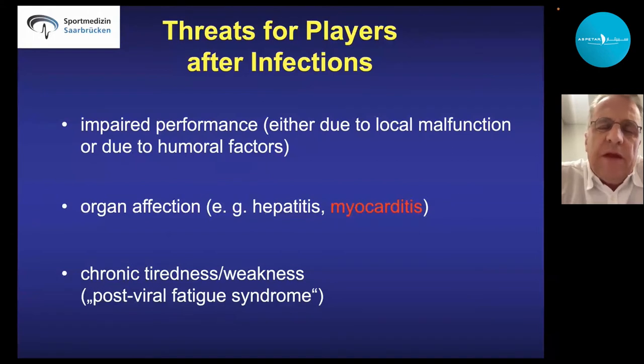There are mainly three threats for athletes and for football players from infectious diseases. The first of all is the impaired performance. That is what everybody feels when you feel sick, when you feel malaise. That can be either a local malfunction of organs, but it is mainly due to humoral factors. That means the body sends some signals. The body produces interleukins and similar substances, which make the athlete feel sick.